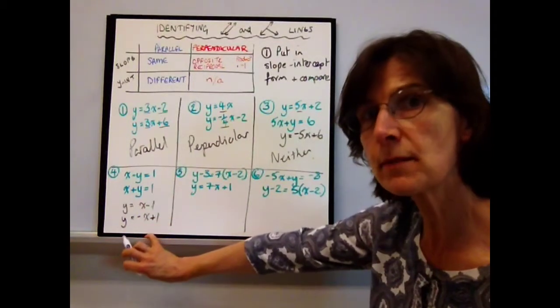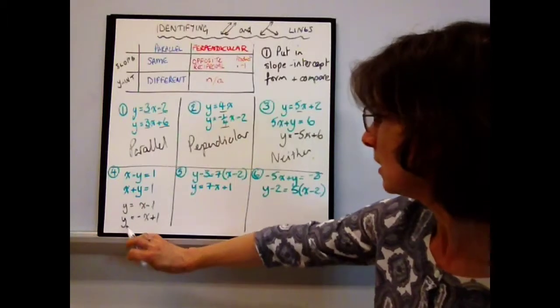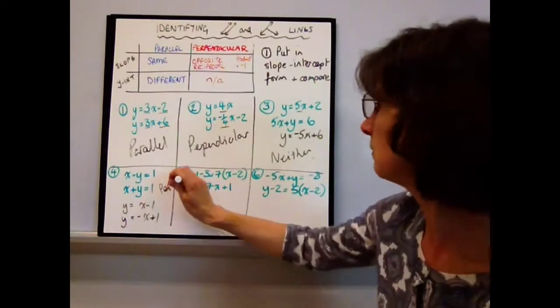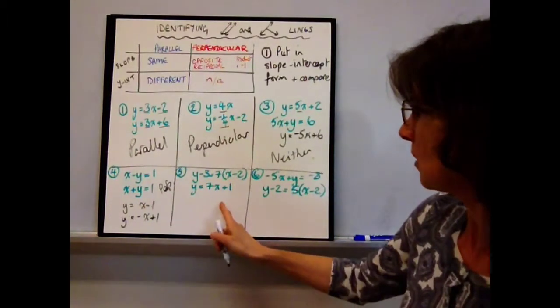They are opposite reciprocals. If I multiply them together, I get negative 1. So that's a check. So they're opposite reciprocals. So that means these two lines are perpendicular. Perpendicular. Okay?